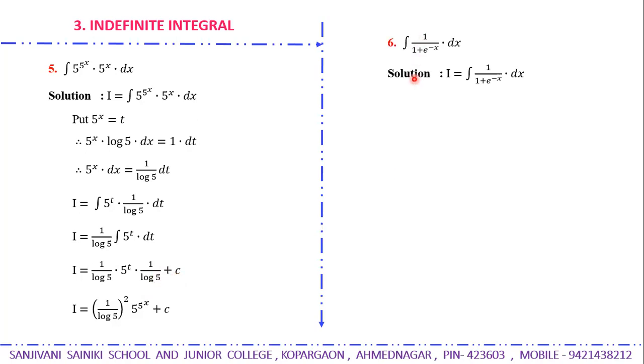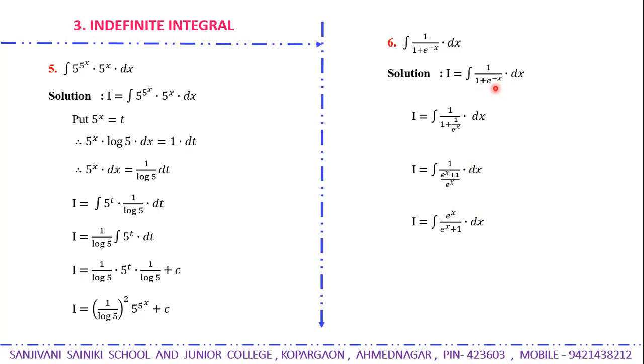The next example is integration of 1 upon 1 plus e raised to minus x dx. So I is equal to integral of 1 upon 1 plus e raised to minus x. You can simplify this and you will get e raised to x upon e raised to x plus 1. Or instead of doing it like this, I can multiply numerator and denominator by e raised to x only. If you multiply denominator and numerator by e raised to x, you will get e raised to x upon e raised to x into 1 plus e raised to x into e raised to minus x.